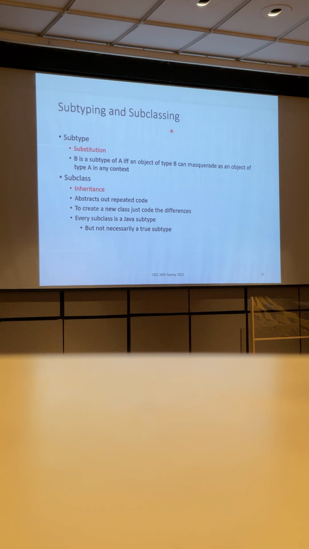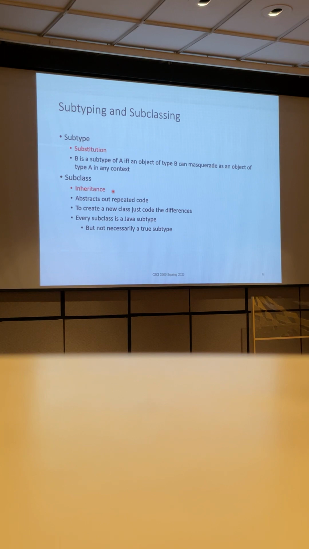All right, that's pretty much it. Subtyping is about substitution. B is a subtype of A if and only if an object of type B can be substituted for an object of type A in any context, whereas subclassing is the specific implementation of subtyping in a programming language. It depends on the implementation of a particular language, and it is closely tied to inheritance.